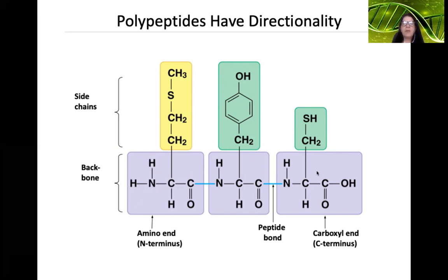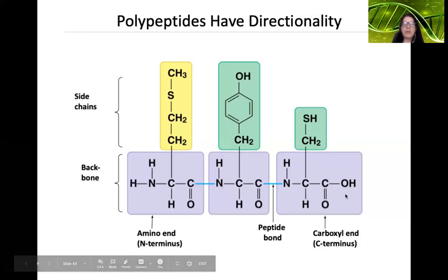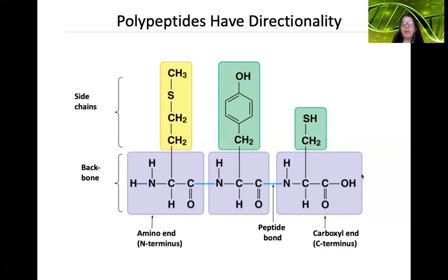At the very end of a polypeptide, you would have the last amino acid. The last amino acid contributed its amino group to the peptide bond, and its carboxyl group is free. For that reason, the right end of a polypeptide is called a carboxyl end or the C terminus.